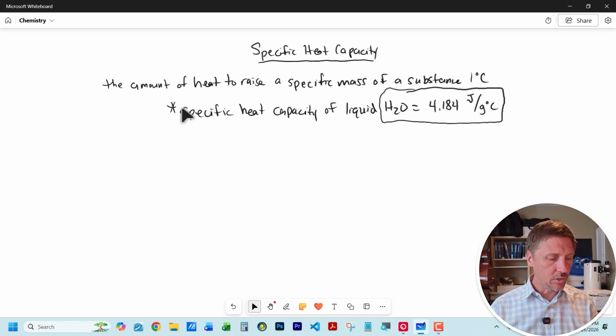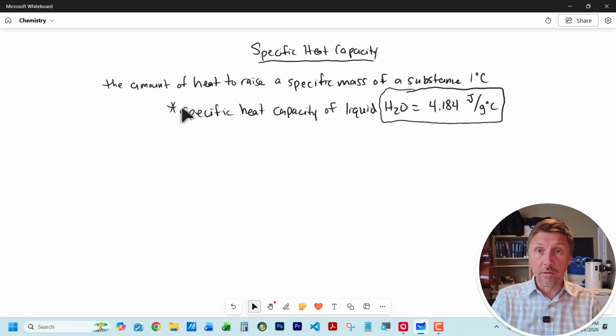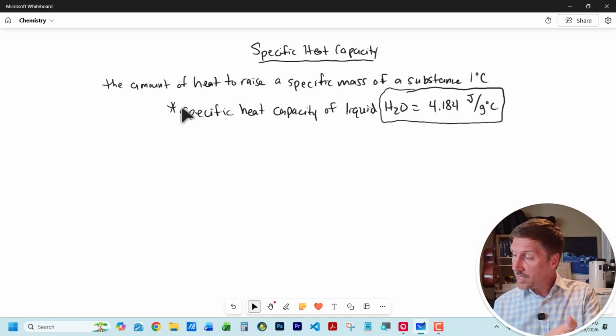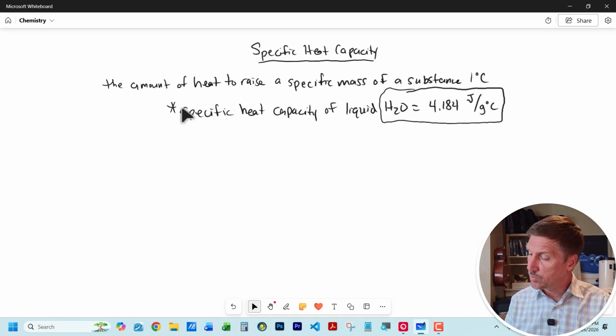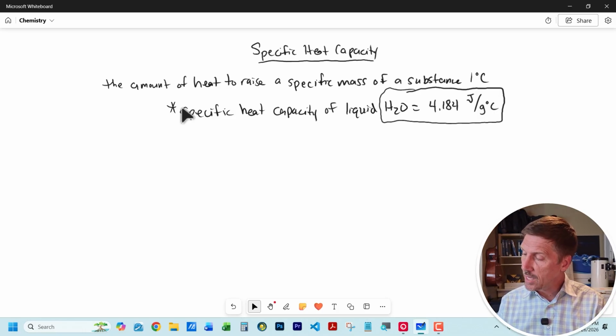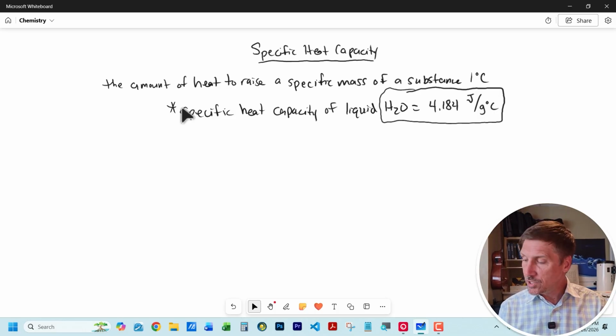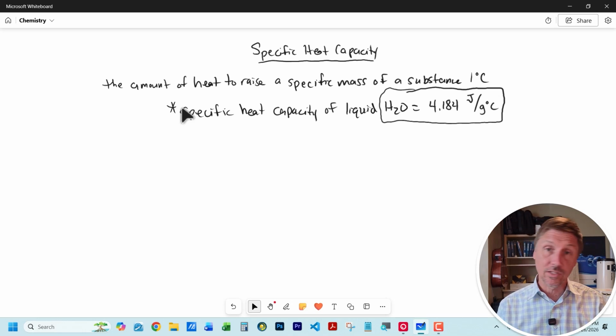And again, it tells you how easy or how hard it is to heat up a particular substance. The higher the specific heat capacity, the harder it is to heat up that substance or to cool it down. In other words, the harder it is to change its temperature. So water is actually pretty high compared to the other substances when you look at this table on page 392. For example, brass, 0.38 joules per gram degrees Celsius. So much easier to heat up and cool down brass than it is water.